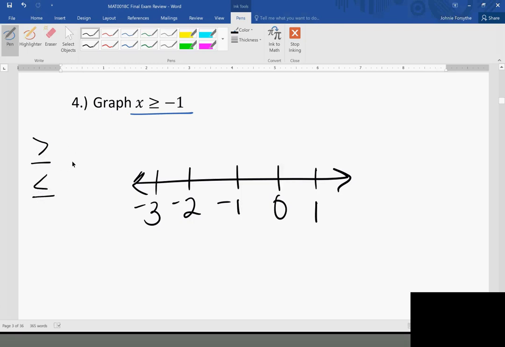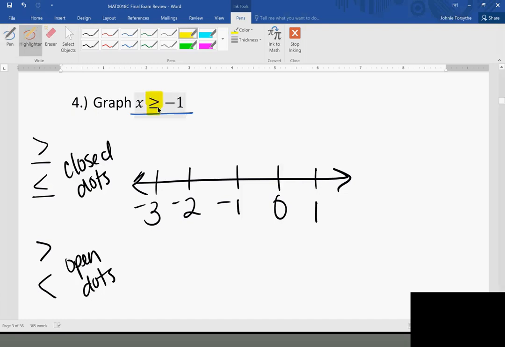So these are going to use a closed dot. Greater than or less than are going to be open dot. So since this is greater than or equal to, I'm going to use a closed dot over -1. And so now x is greater than. So where are all the values greater than -1? To the right. So I'm going to shade everything to the right. And this is how the graph should look.